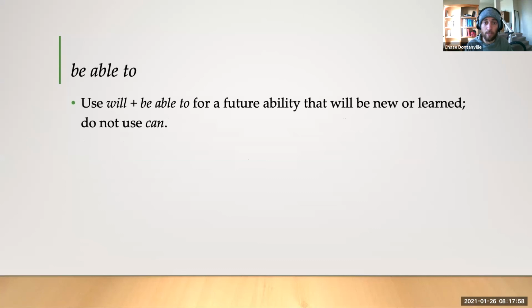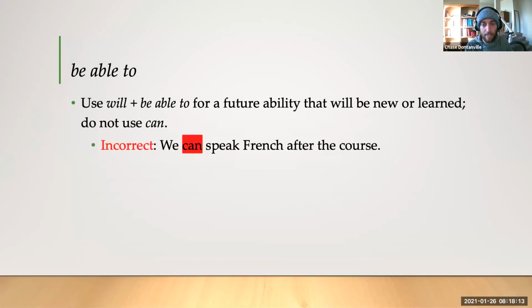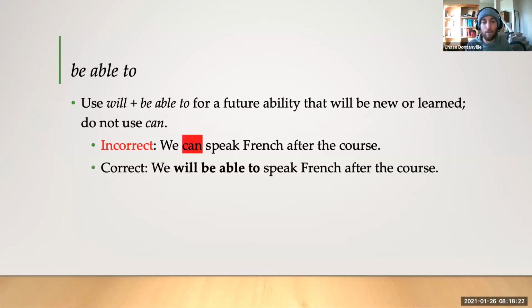Here we go. So will plus be able to is for the future. And we use it for a future ability that will be new or learned. So do not use can in these cases. So incorrect. We can speak French after the course. No, okay, because we're learning something new. So we need to use be able to. We will be able to speak French after the course. Okay, so yes, you can use can for the future, but not all types of future. So in this specific case, if you learn something new or a new habit, ability, you should use be able to, not can.